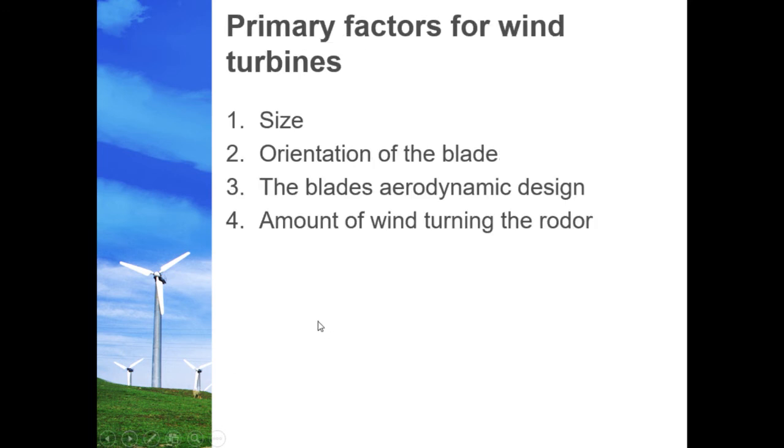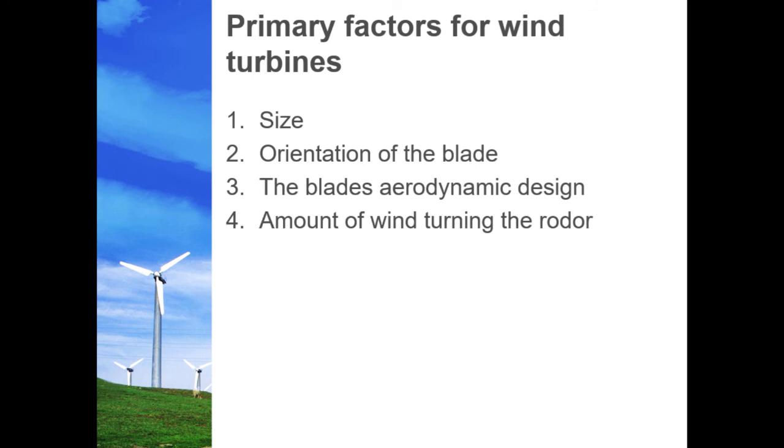There are four primary factors for any wind turbine. First off, its size. If it's too big, the blades will be too heavy for the wind to move, and if it's too small, it won't be able to contain the components for the wind turbine and won't be able to generate enough electricity.